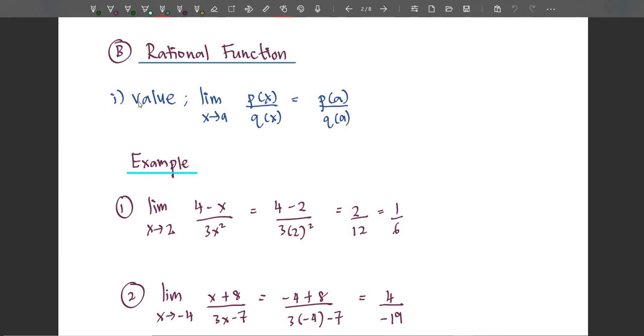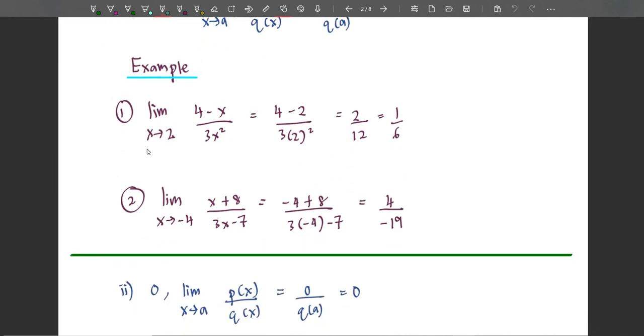For example, let's say we have the limit of 4 minus x over 3x squared when x approaches 2. Therefore, it will be 4 minus 2 because we substitute the value of 2 in x, over 3 times 2 squared. That is equal to 2 over 12, which can be simplified into 1 over 6.